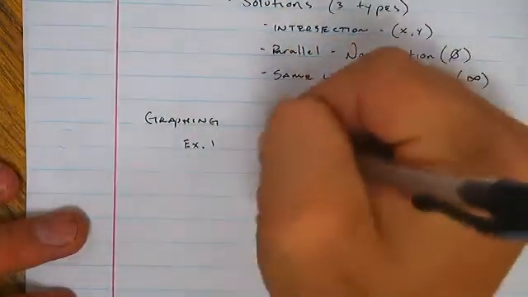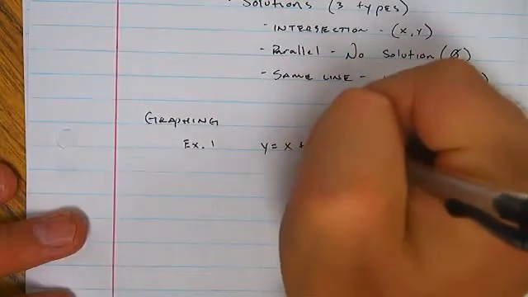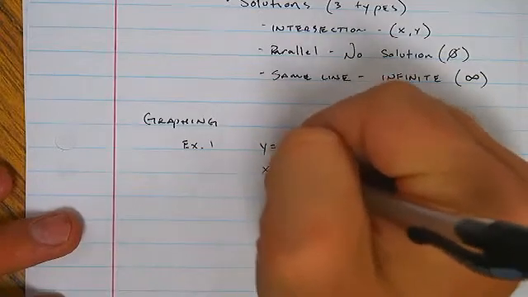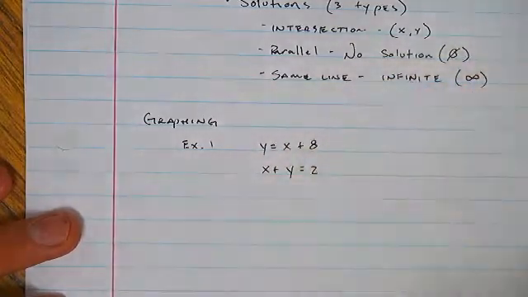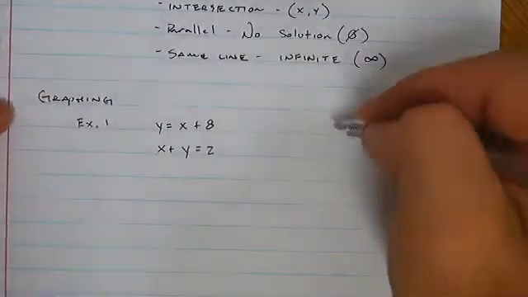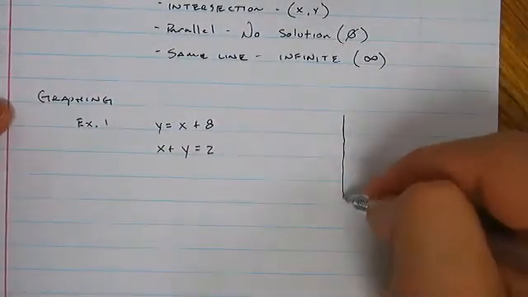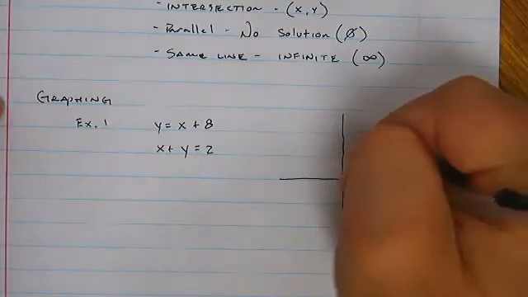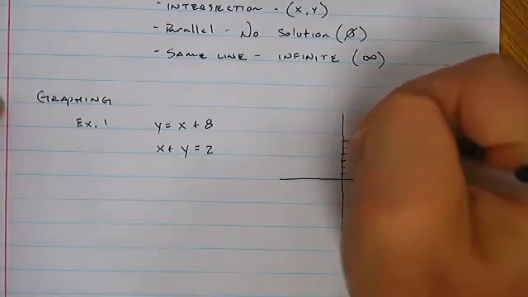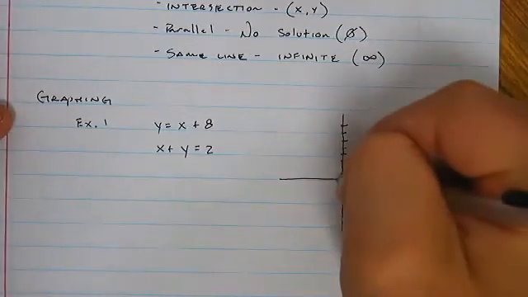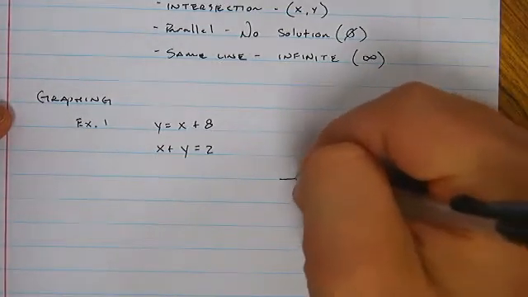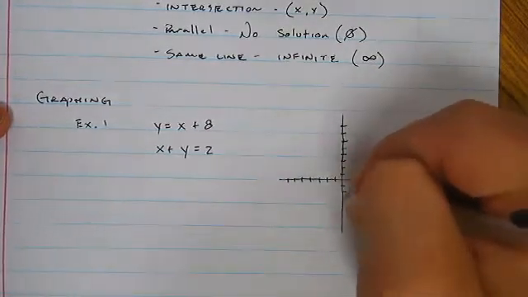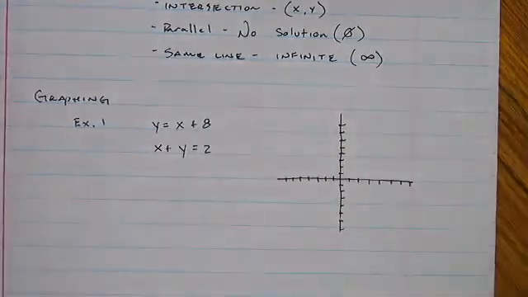Okay, so example 1, graphing. We have y equals x plus 8, and we have x plus y equals 2. If we're going to be graphing, we want to graph, obviously. So we're going to draw us a nice little graph here. We're going to need 8, 2, 3, 4, 5, 6, 7, 8, and 1, 2, 3, 4, 5, 6, 7 in the other directions. All right, so there's our graph.